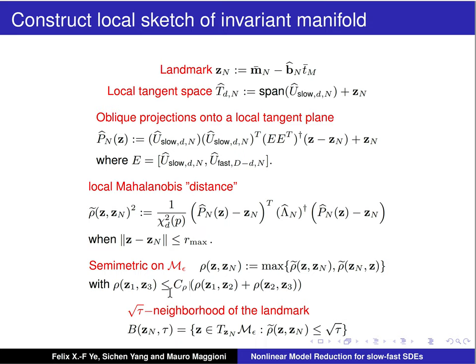So this C of rho is very important, because when we construct the atlas of the environment, this C of rho will be taken into account. And also the last one, a very important part, is our building block to tile up the environment manifold. The building block here is the square root of tau neighborhood of the landmark, which you can really think of as a diffusion distance, but within square root of tau.